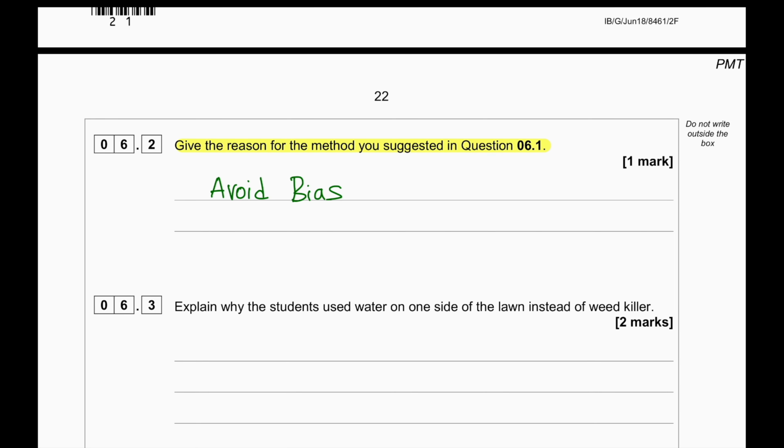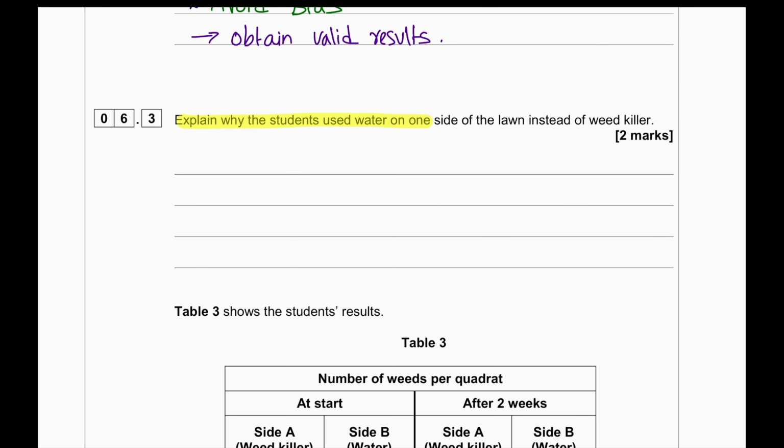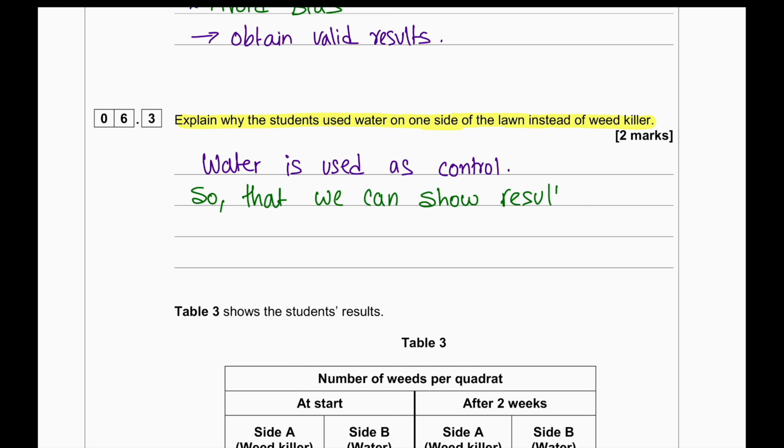Now, the other points that are mentioned in the mark scheme include obtain valid results. Explain why the student used water on the side of the lawn instead of weed killer. As we have already discussed, water is sprayed so that it acts as a control, so that we can show the effect of spraying the weed killer on side A.